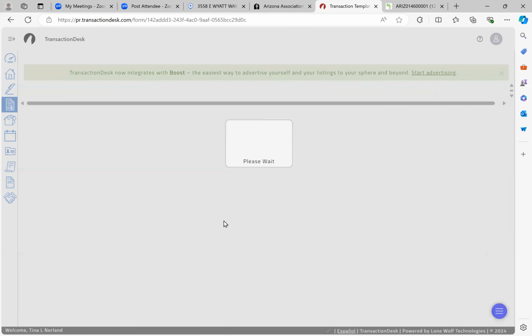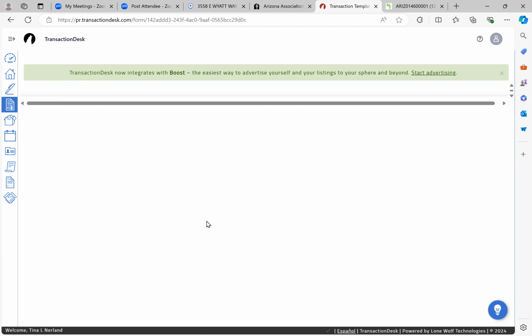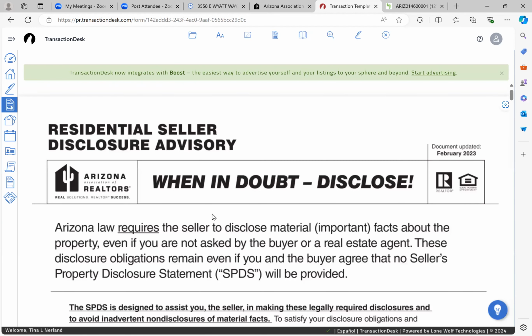Otherwise known as the SPUDS, SPDS, not SPUDS. Residential seller disclosure advisory. When in doubt, disclose. Does anybody know the number one reason why sellers are sued in the state of Arizona, or really anywhere? Anybody know the answer? It is because they failed to disclose something.